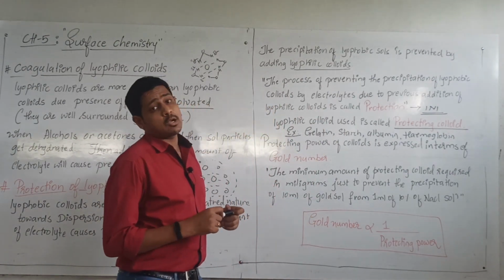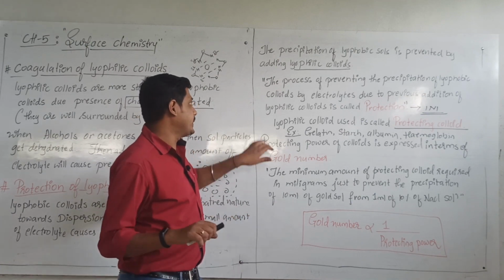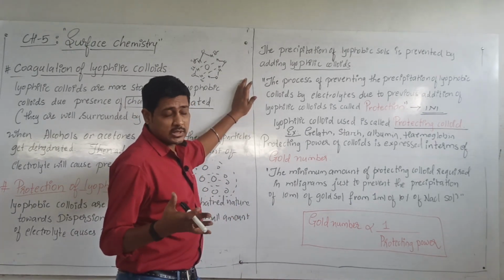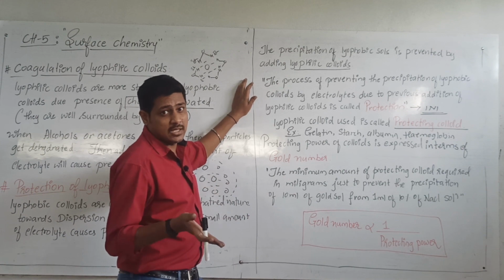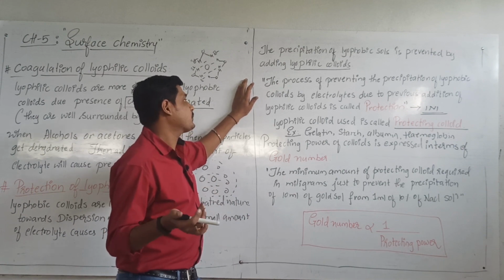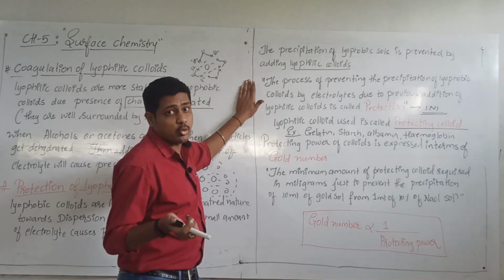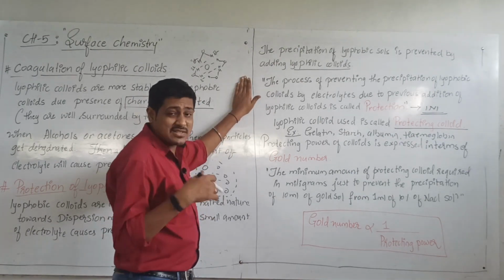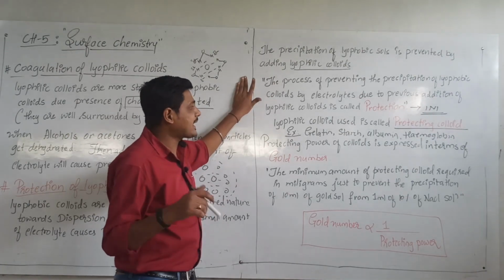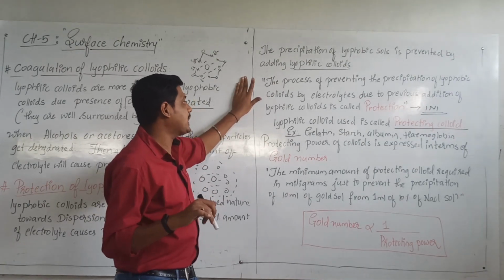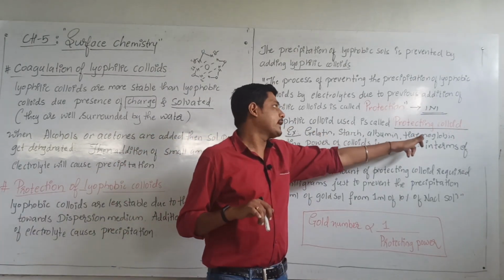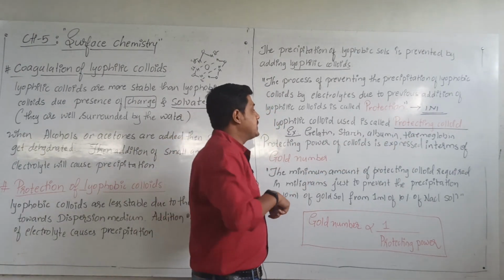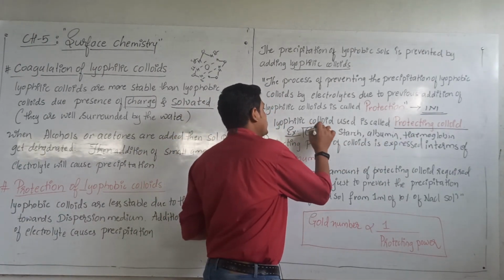Then what are lyophobic colloids? The question will come again. Less reactive metals like gold, silver, platinum and copper will come under lyophobic colloids. So the precipitation of those gold, silver and other less reactive metals is prevented by the addition of these lyophilic colloids. Usually we will use gelatin.